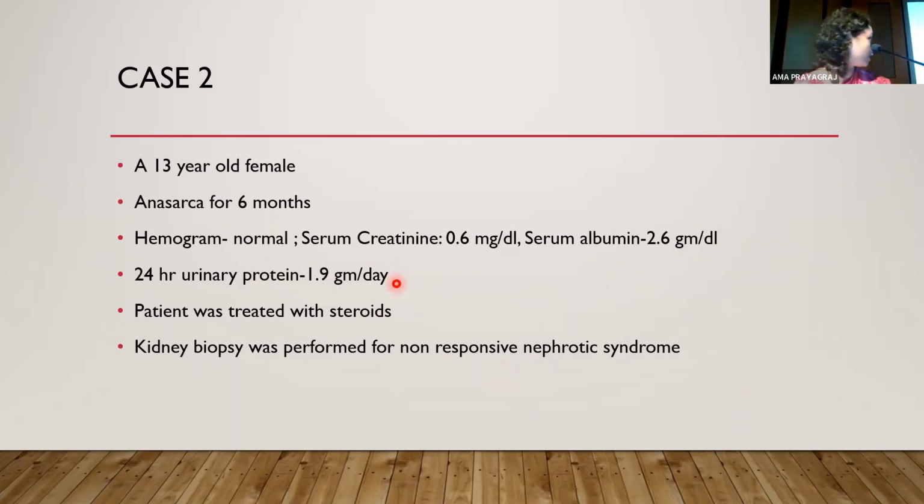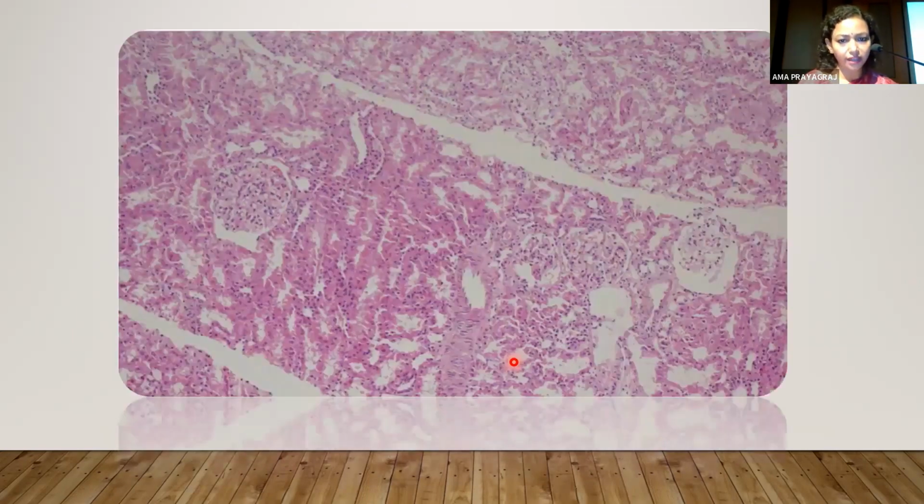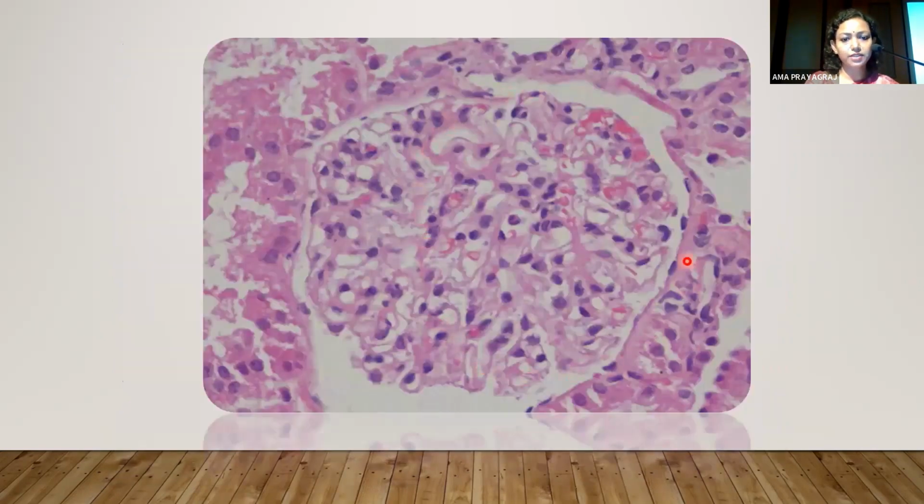The patient was treated with steroids, but later on, after 6 months, she became non-responsive. So a kidney biopsy was performed for non-responsive nephrotic syndrome. And we received 3 cores. All the compartments appeared absolutely unremarkable. The glomeruli also appear unremarkable. There is no mesangial cellularity. There is no crescent formation. There is no endocapillary proliferation, nothing. All the compartments appeared normal.